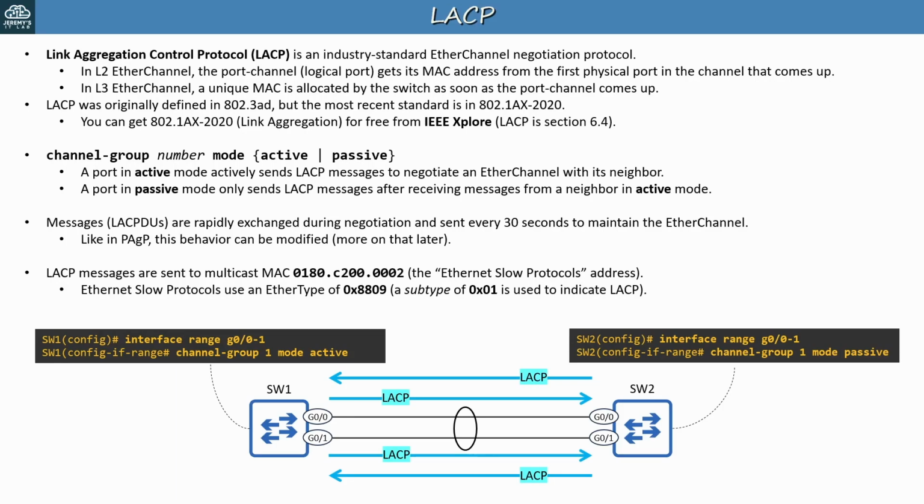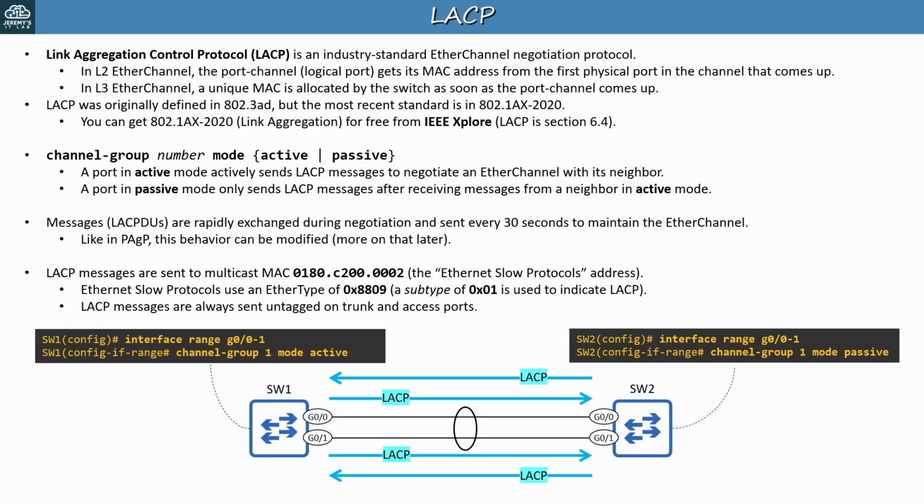LACP. If you remember the last video, PAgP doesn't have its own EtherType, so it needs to use LLC with the SNAP extension to identify its messages. LACP, being a standard protocol, uses this standard EtherType and doesn't need LLC and SNAP. However, there is the subtype, which is the first part of the LACP message, and it's set to 01 to indicate LACP. Okay, final point.